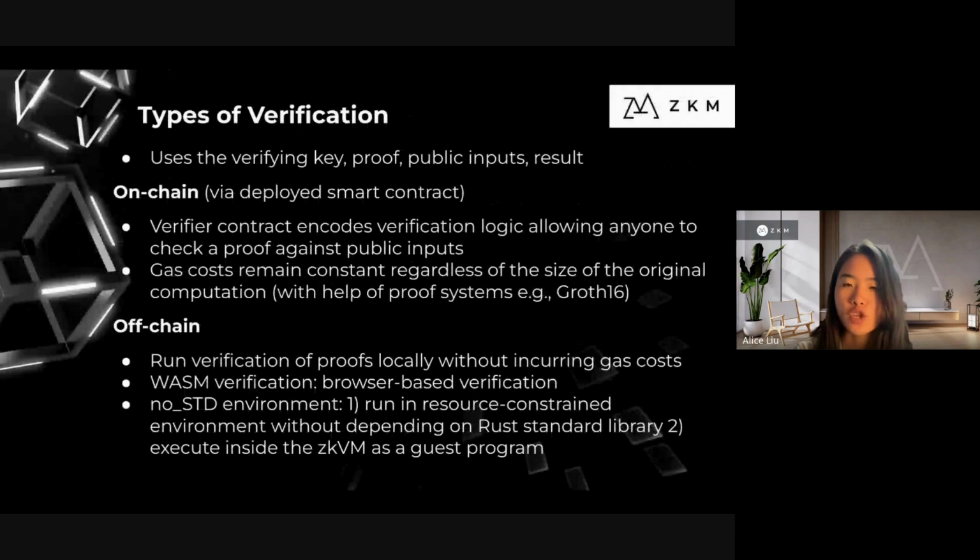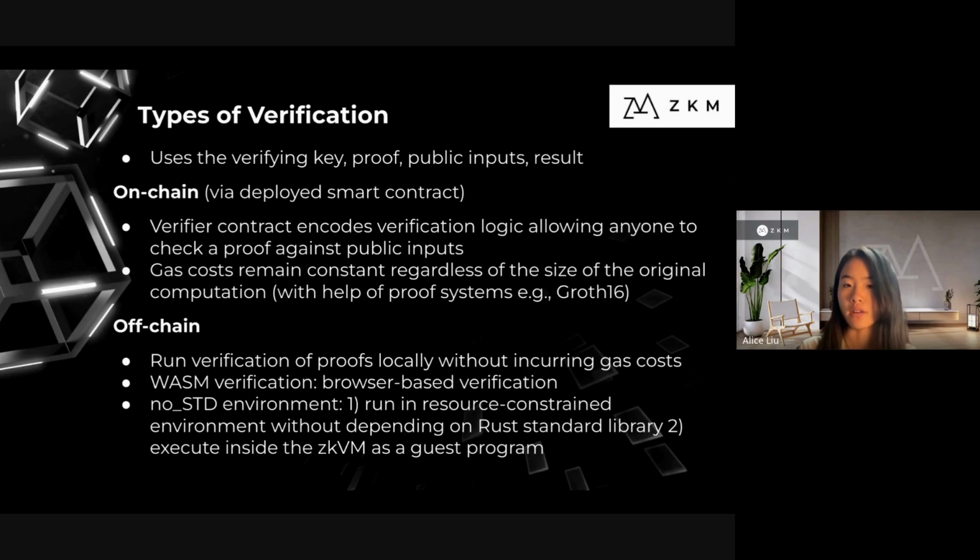For the proof verification aspect, when you verify a proof, you use a certain number of things. For example, the verifying key, which is generated during the setup phase. You need your public inputs, the proof itself, and then also the result. So for verification, as we previously mentioned, there are two main types.